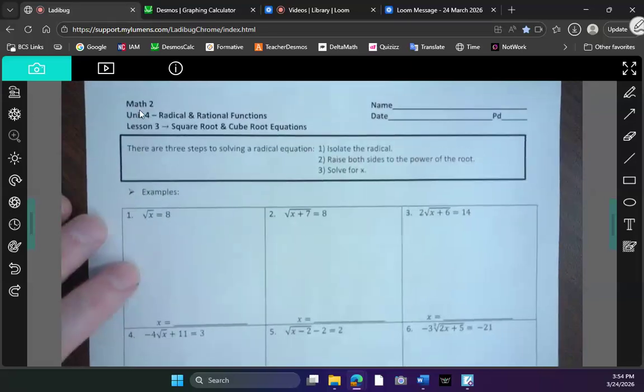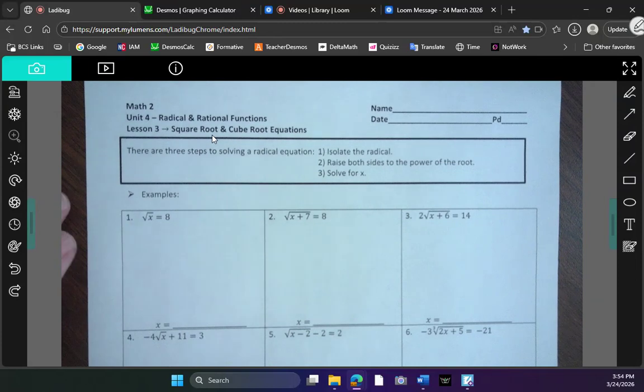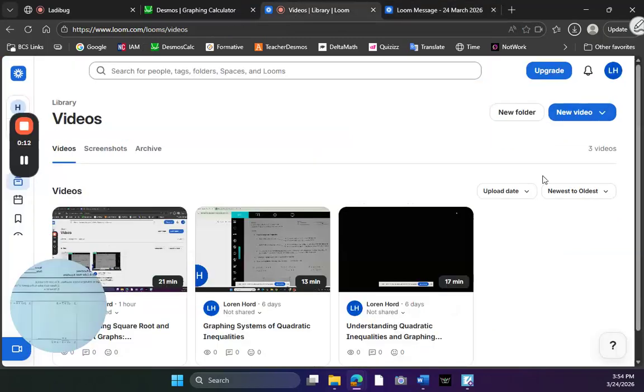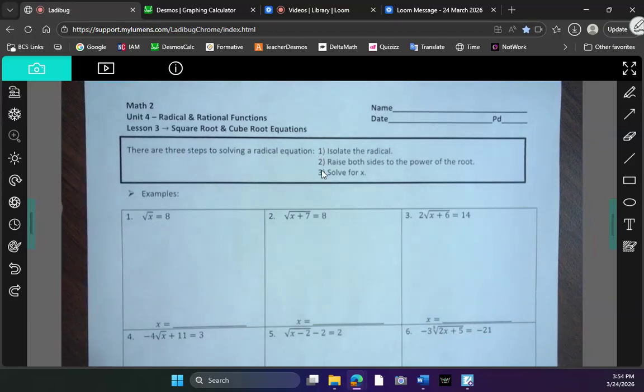All right, guys. Here we have Unit 4, Lesson 3. This is solving square root and cubed root equations. And let me just double check my recording is going on here. Yep. Okay. So we have 3 steps that we want to talk about.